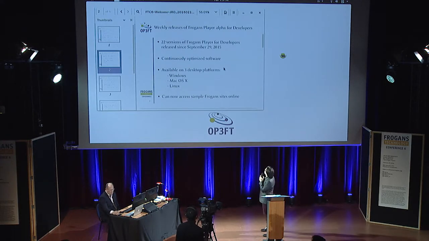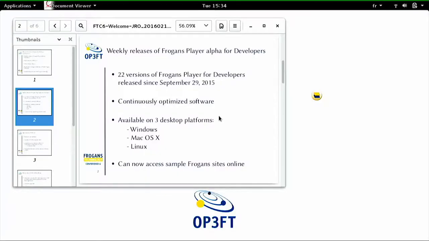Merci, Philippe. Donc, Frogans Player. Frogans Player was released on September the 29th, 2015, and since there has been one new release every week, which means there has been a total of 22 releases since that day, coming from the OP3FT teams, in order to address comments made by users, fix bugs, optimize, enhance the quality, the graphic design, increase the number of elements taken into consideration by Frogans technology, and mainly to increase the number of platforms.